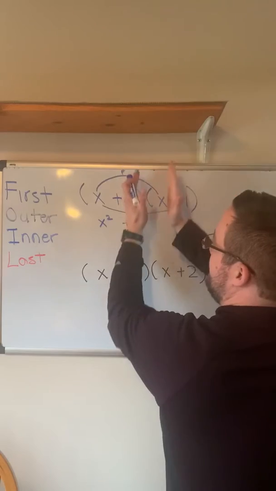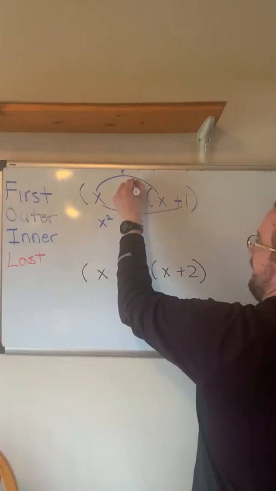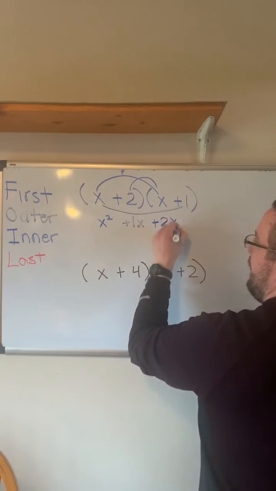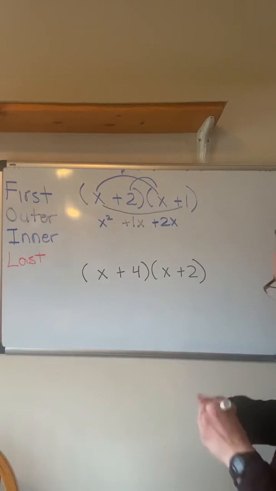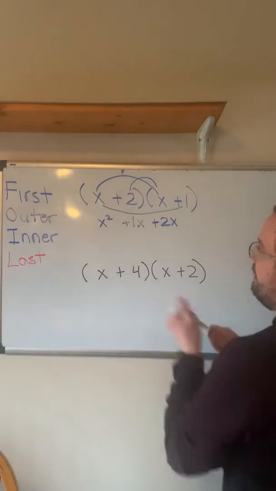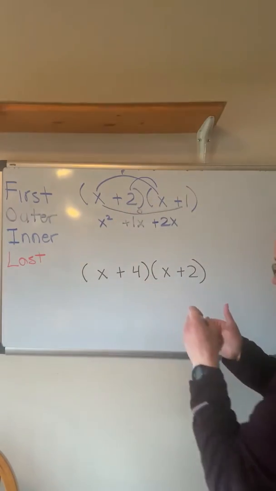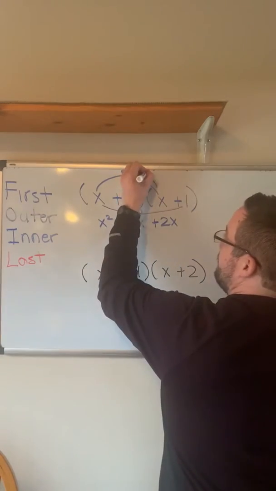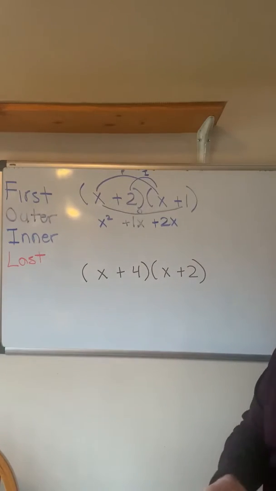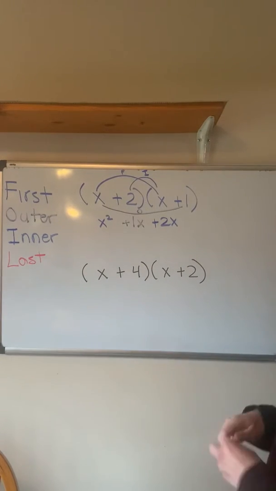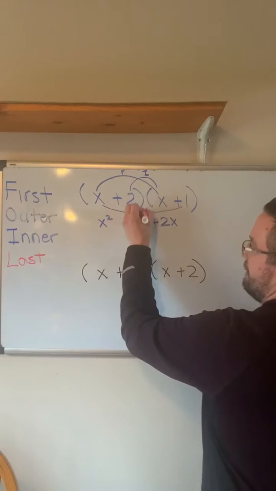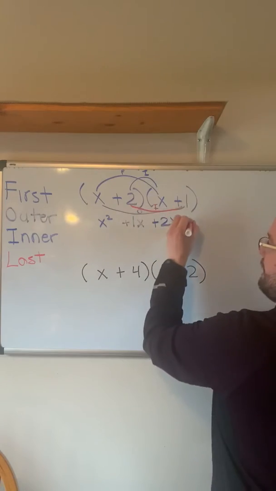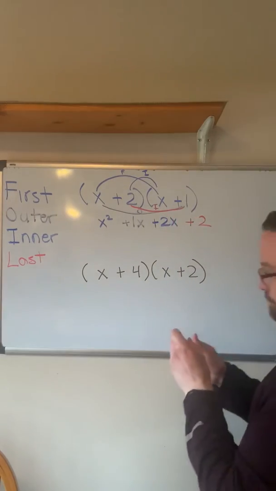The I is gonna be the inside terms. So I've got 2 times x, which is going to give me 2x. Let's actually take a step back. Let's make an O right here to be the outside, and then I've got my I right here to be the inside. And then my red marker is going to be the last. So I've got 2 times 1, which I'm going to put an L right there. 2 times 1 is going to give me 2.